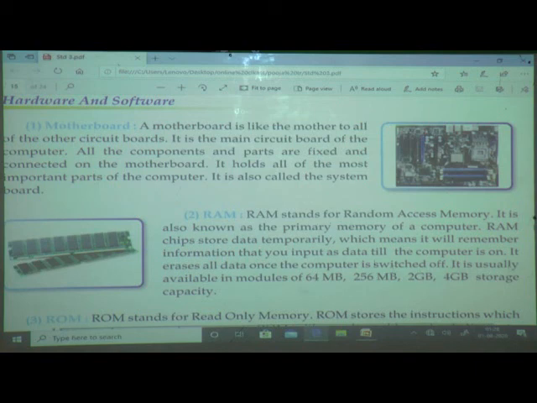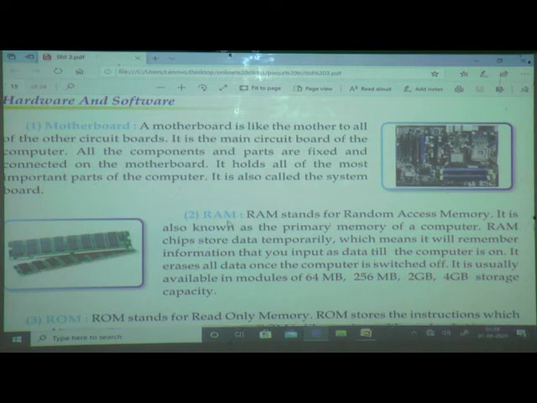It is usually available in models of 64 MB, 256 MB, 2 GB and 4 GB storage capacity. What is the storage capacity of the RAM? 64 MB, 256 MB, 2 GB and 4 GB. RAM means random access memory.